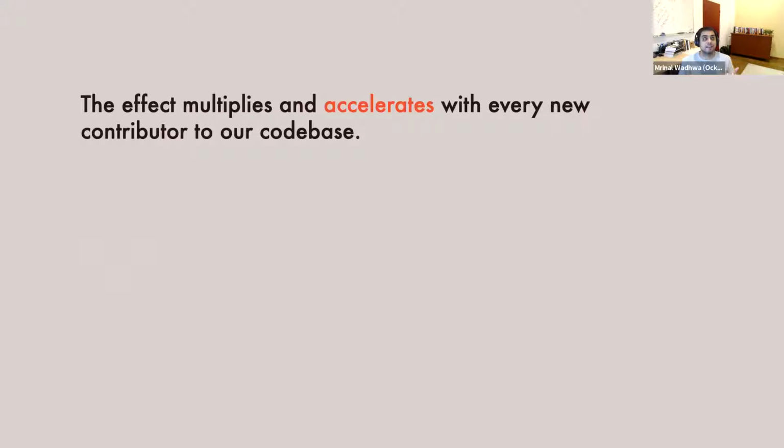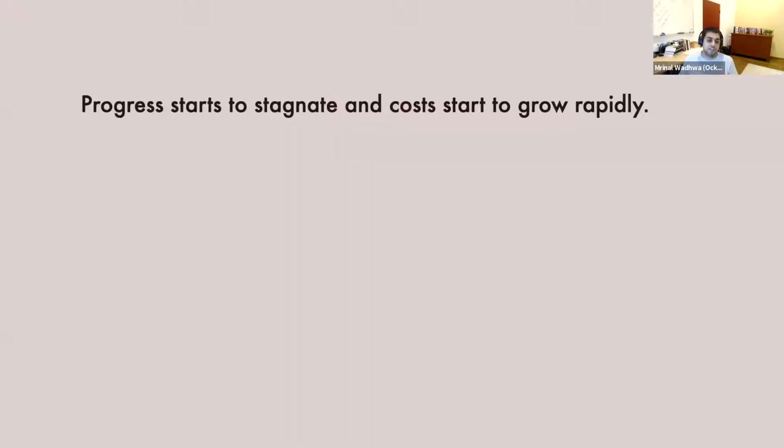This effect obviously multiplies depending on the number of people that are working on the code base, right? If I'm the only one working on it, I can probably keep all the code in my head and I can kind of work with it. But as more people get added, with every new person, this complexity can accelerate really rapidly. So eventually, in every system, complexity can potentially accumulate to a point where you can't make progress anymore, right? And progress can stagnate and costs can grow really, really rapidly, right? That's how projects fail.